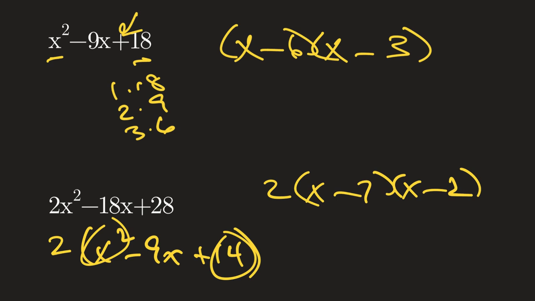Still look for that greatest common factor now. Okay? Here we had 1. We take the 2 out. Your resulting trinomial has a leading coefficient of 1, which is very nice. X and x. Two numbers that multiply to 14 that add to 9, 7 and 2. Okay?